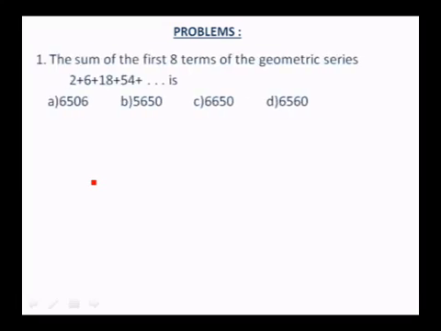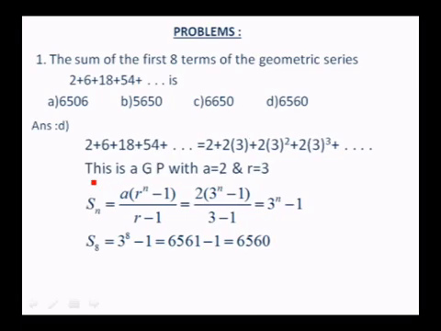The sum of the first 8 terms of the GP, 2 plus 6 plus 18 plus 54, is: A 6506, B 5650, C 6650, D 6560. So, we can use the formula to find out the sum to 8 terms. 2 plus 6 plus 18 plus 54 is 2 plus 2 into 3, 2 into 3 square, 2 into 3 cube, etc. This is a GP with A equals 2 and R equals 3. So, the GP n term formula, Sn is equal to A into R to the power of n minus 1 over R minus 1.